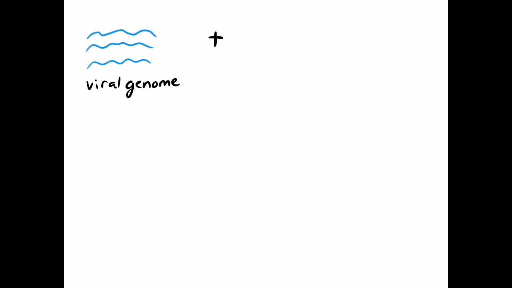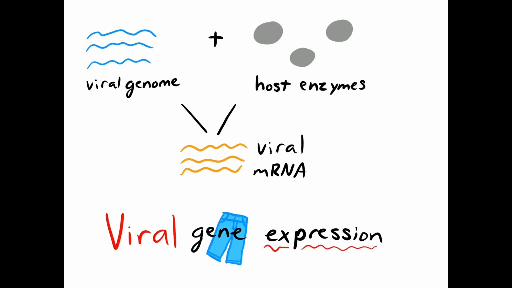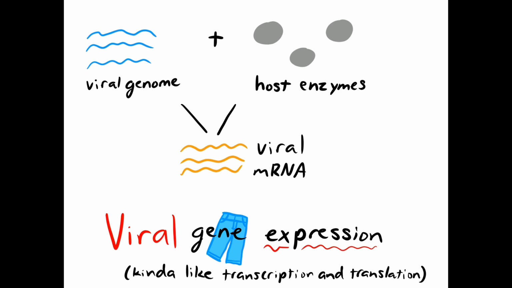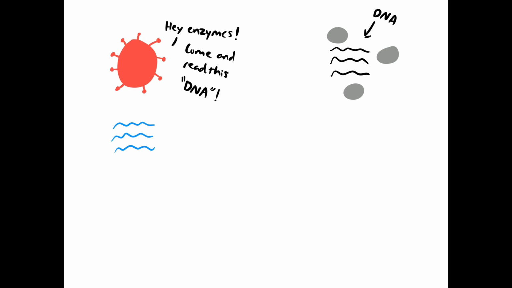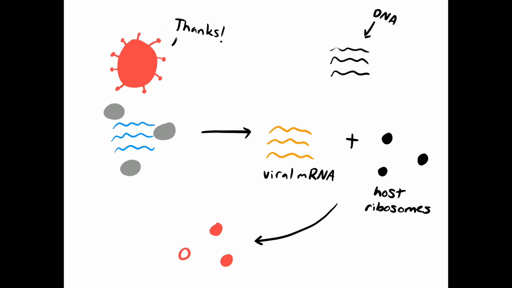2. Simultaneously, other host enzymes transcribe the viral genome into viral mRNA. This process of viral gene expression, or production of viral proteins, is just like transcription and translation of protein synthesis. The virus essentially hijacks the cell's enzymes responsible for protein synthesis and causes the host cell to read the viral genome as if it were its own DNA. The host ribosomes then use the viral mRNA to make more capsid proteins.